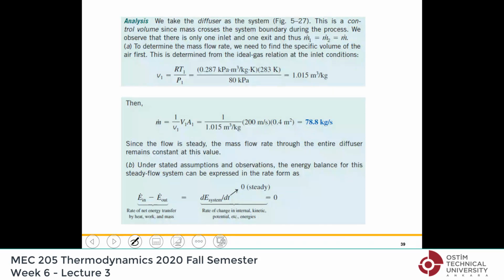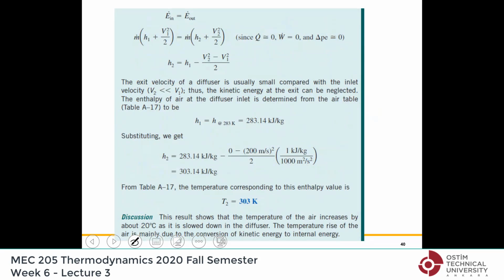Okay, it's an ideal gas, so I can determine the initial specific volume. Or I can also calculate density, doesn't matter. Then the mass flow rate is 1 over specific volume, or density, times velocity times cross-sectional area. These are given. So here is the mass flow rate. The energy balance we just did reduces to this. This one is 0. This one is given. H1 is h at 10 degrees C, which is 283 Kelvin. So from the air table, we read this one. And this is the value we read.